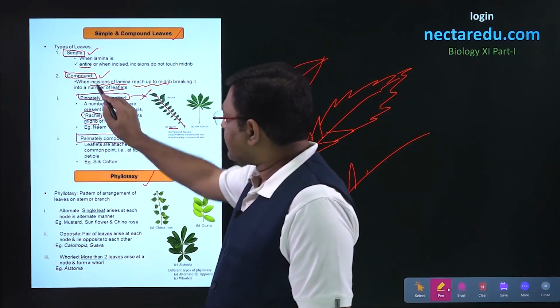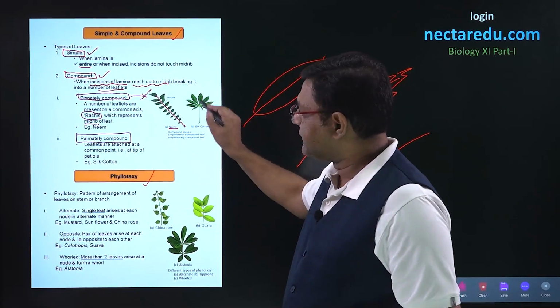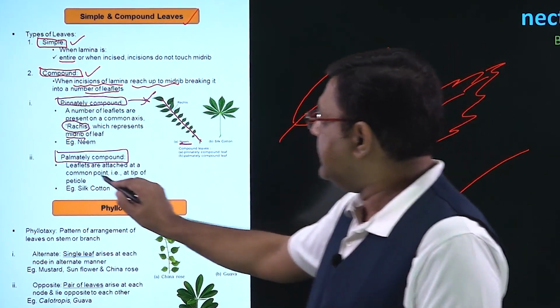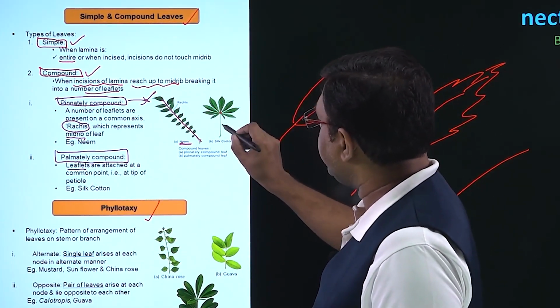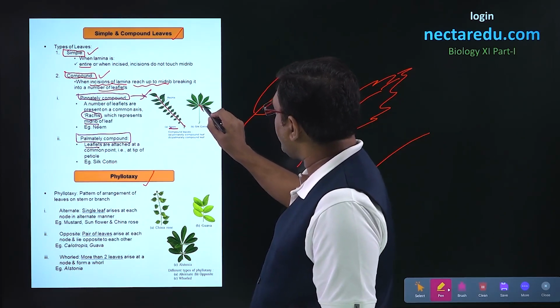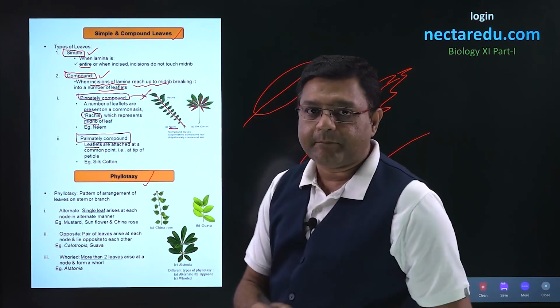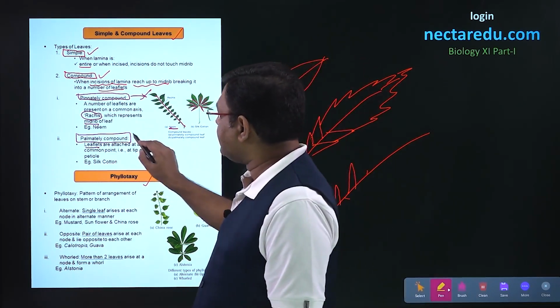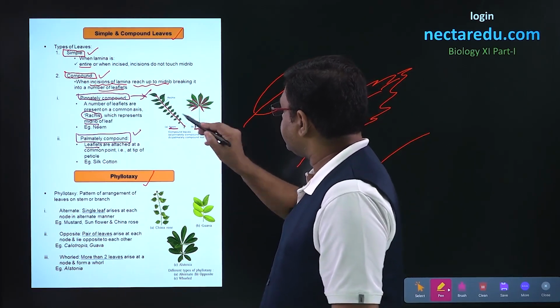The second type of compound leaf is called palmately compound, so it resembles the palm. In this, the leaflets attach to a common point. So this is the common point, and to this common point all these leaflets are attached. It looks like a palm, and that is why we call it palmately compound. The leaf shown here is of silk cotton.